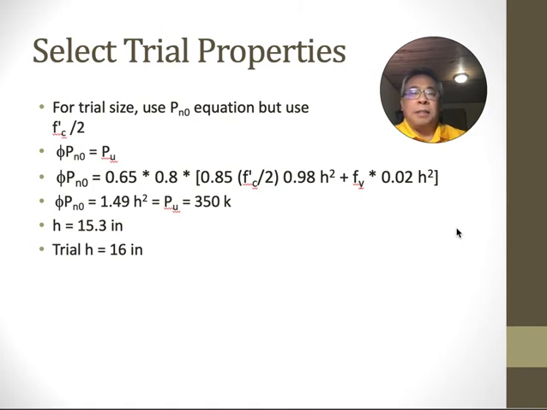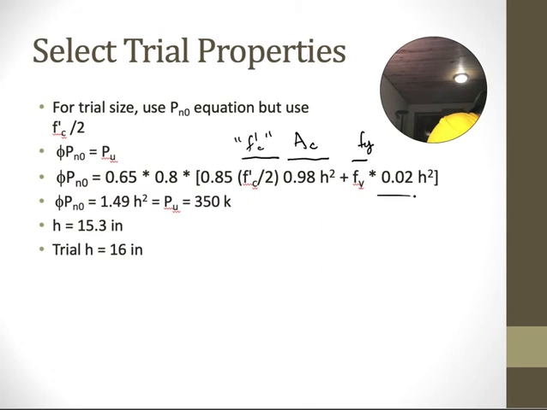So let me turn the pen on. There you can see I'm using F'c over 2 to get the trial size. I explained that earlier. If the column is 2% steel, it's 98% concrete, so 0.98 times the unknown area, h squared. The Fy is right here. And again, we're shooting for 2% steel, so the steel is 0.02 times h squared.